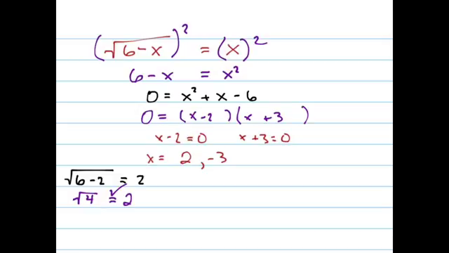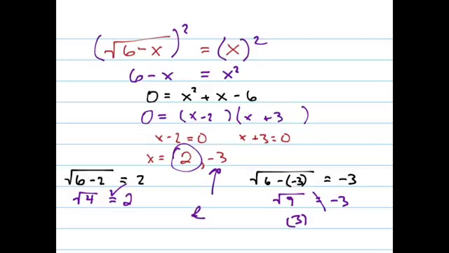So then we check the negative 3. Radical 6 minus negative 3 should equal negative 3. It gives us radical 9. Does radical 9 equal negative 3? No, radical 9 equals positive 3. That makes this negative 3 an extraneous solution. Sometimes when we square both sides of an equation, we create extra solutions that don't actually work. That's what we're looking at here. That's what we need to filter out.